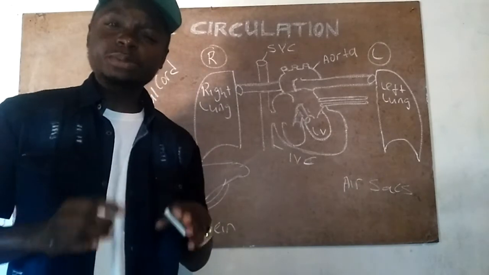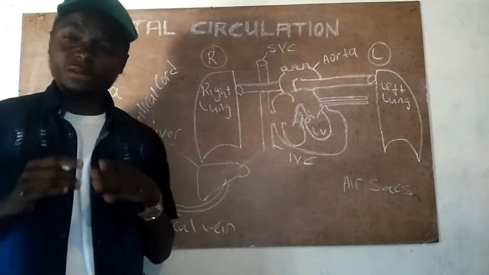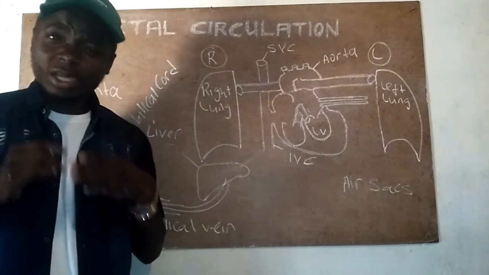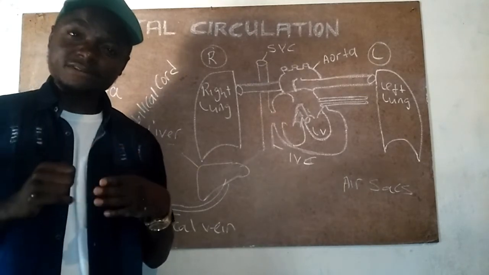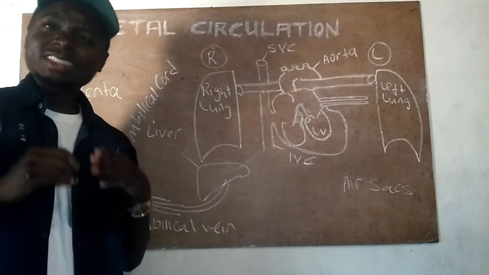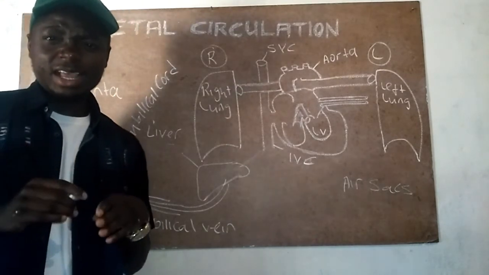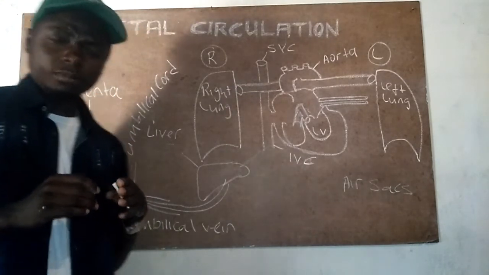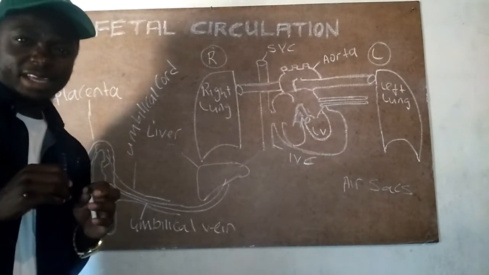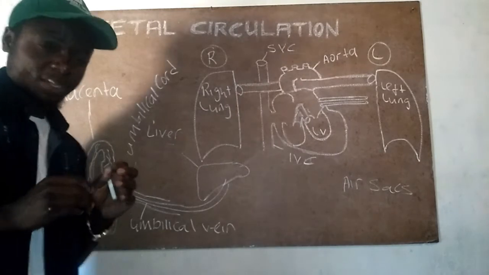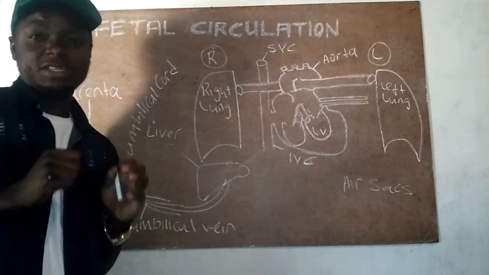carries oxygenated blood along with all the necessary nutrients needed for the fetus. It's going to carry that oxygenated blood from the placenta towards the liver of the fetus. Before it reaches the liver, inside there is a wall in the arteries where the inferior vena cava bifurcates with that artery joining the liver, and that wall is called the ductus venosus.